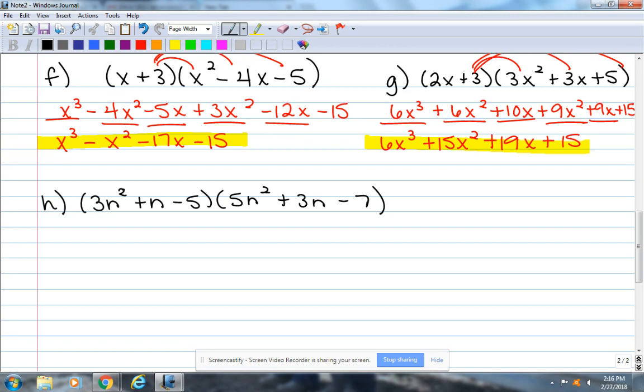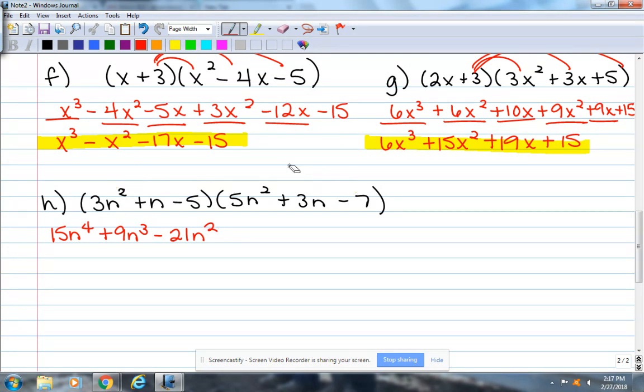So here we go. 3n squared first times 5n squared is what? 15n to the 4th. Good. And then 3n squared times 3n is? 9n to the 3rd. And then 3n squared times negative 7 is? Negative 21n squared. Yep. Okay, so you do n.